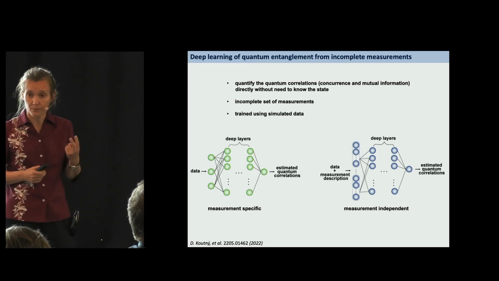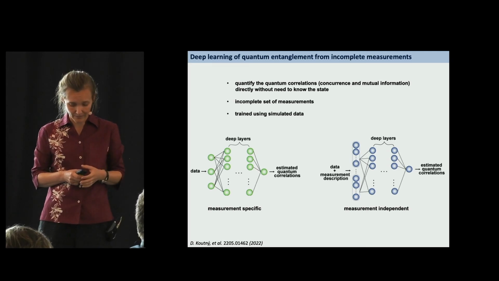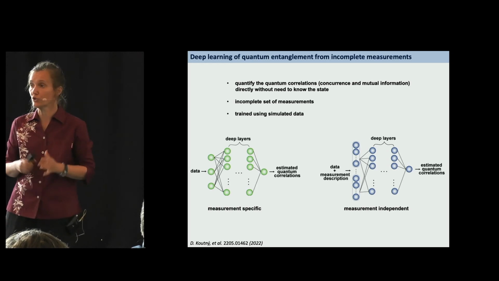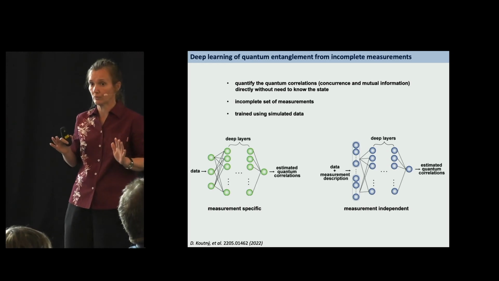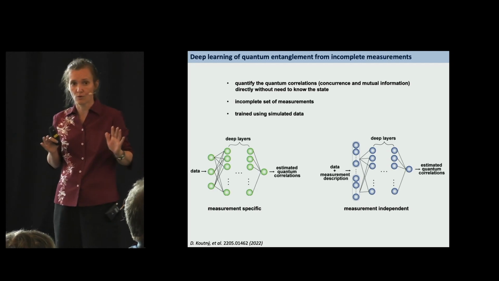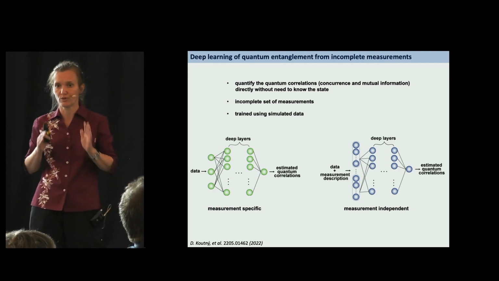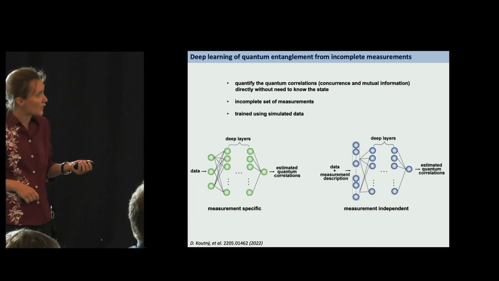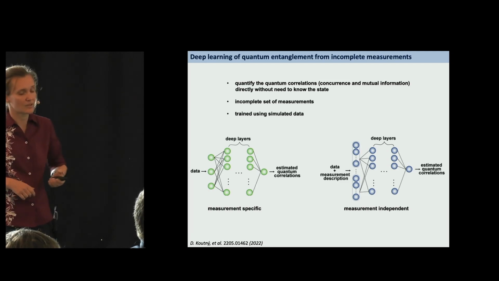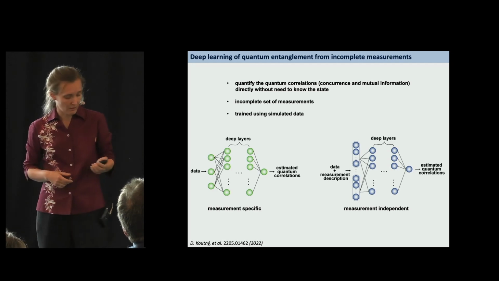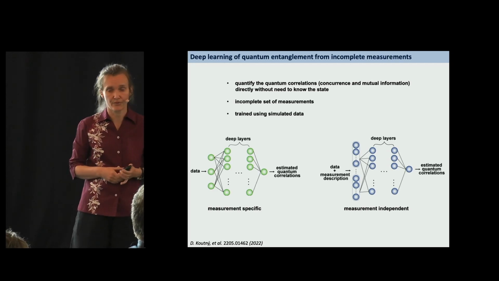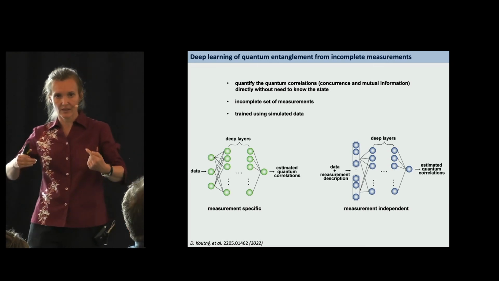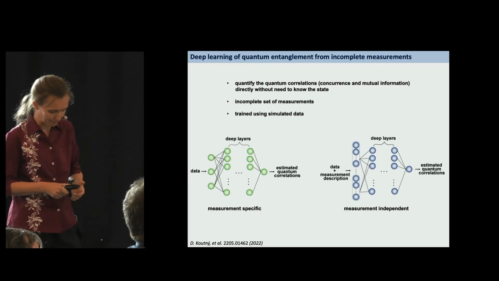And we have 2 approaches that we implemented, what we call measurement specific, and that is when you know which measurements you're going to do a priori. So you know I'm not going to do 36 measurements, I'm going to do 18, and these are these 18. Or you do not know that a priori. This is measurement independent. Here, the neural network is a little bit different. The first layer is called convolutional, and you give in together your measurement data and the description of the measurement.